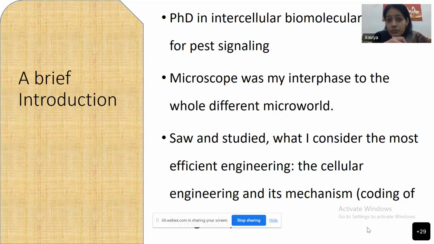So that was my interface where I disconnected from the macro and I started getting more and more interested, intrigued, and more absorbed into the micro world. And what I saw and what I studied, I considered as efficient engineering, because my exposure to core engineering started after that. And every machine and every technology I came across henceforth, I had a straight comparison in my mind with the most efficient engineering systems, the cellular engineering and its mechanism.